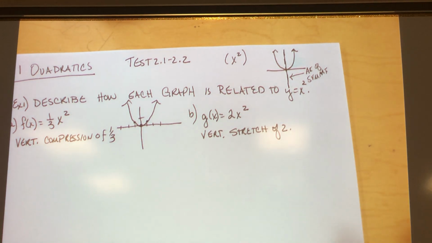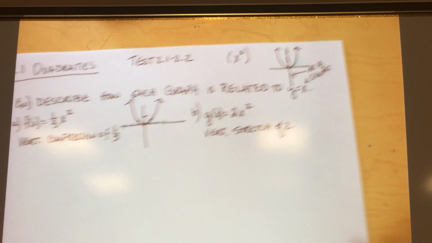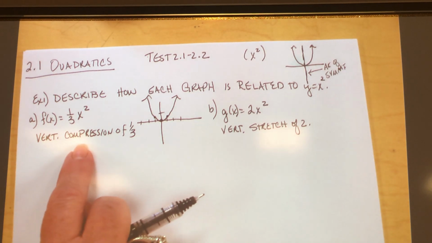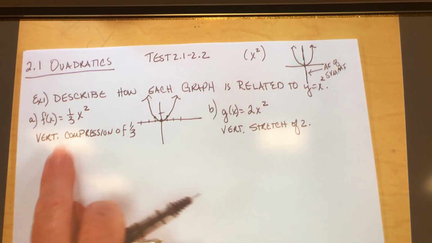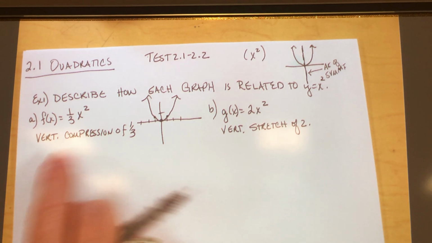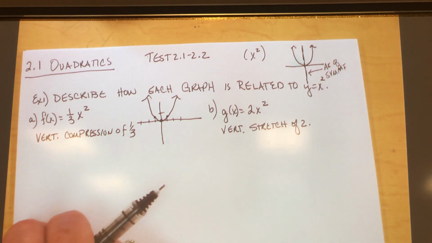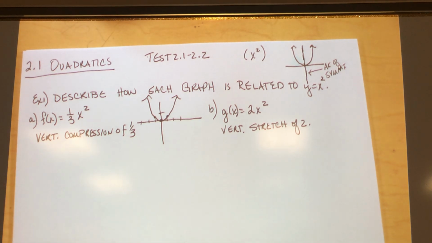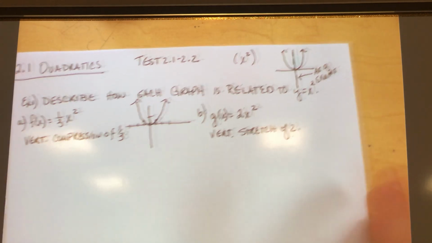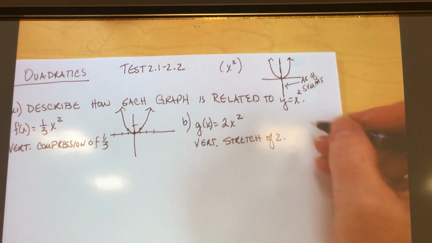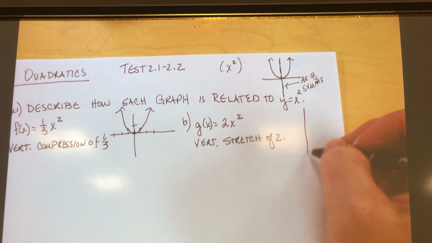Very good. So it's a compression if it's less than 1, it's a stretch if it's more than 1? Yes. We say a compression is between 0 and 1, because you're really taking the sign off of it. The sign tells you if it opens up or down. So just look at the absolute value of a. If it's greater than 1, it's a stretch. I'm just seeing what you know. Everybody okay with this one?